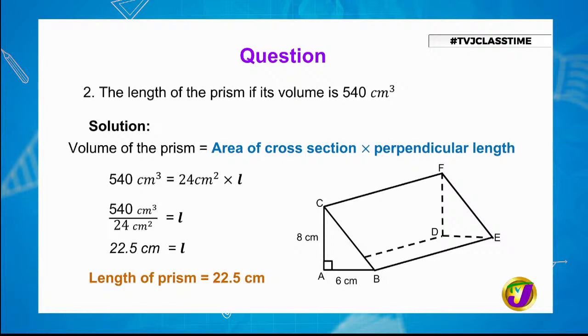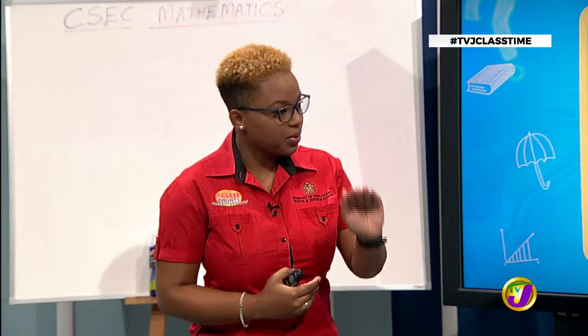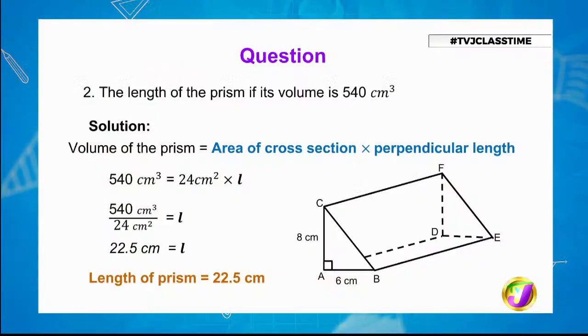I just want to point out that the length of the triangular prism is measured in centimeters. We started with cubic centimeters, and we talked about the area, which is square centimeters, and now we're just being asked to find the length, which is a one-dimensional measure.